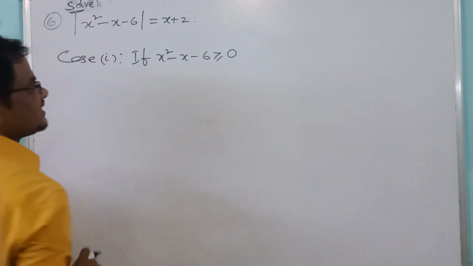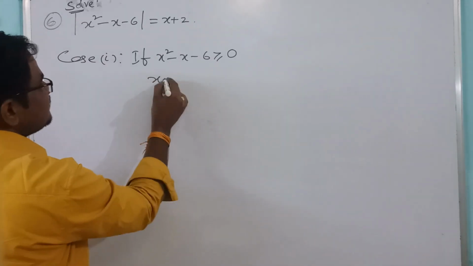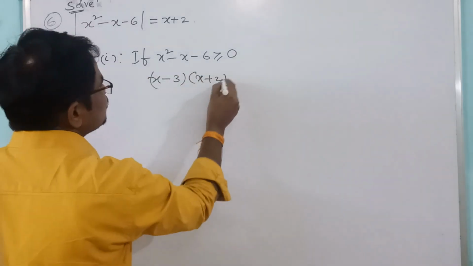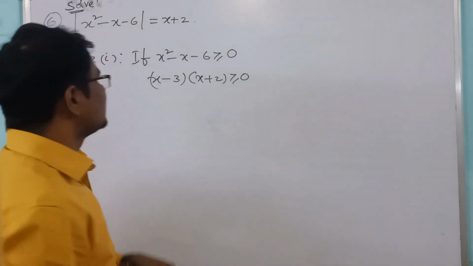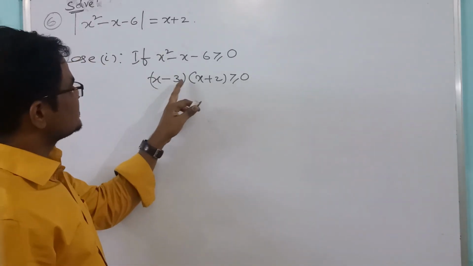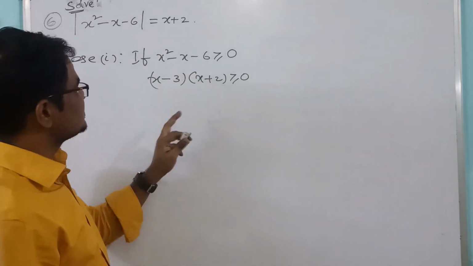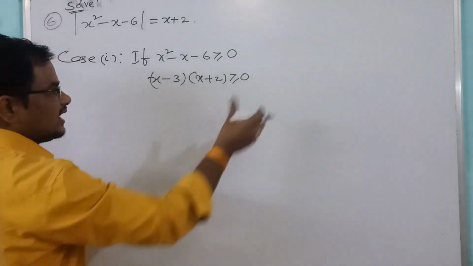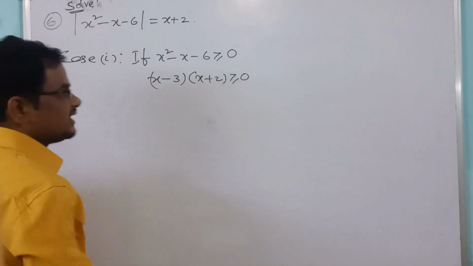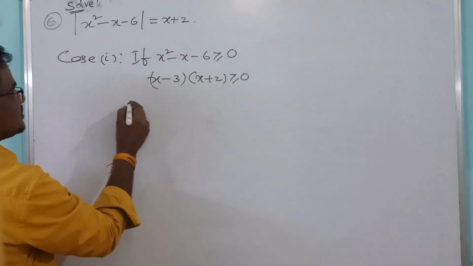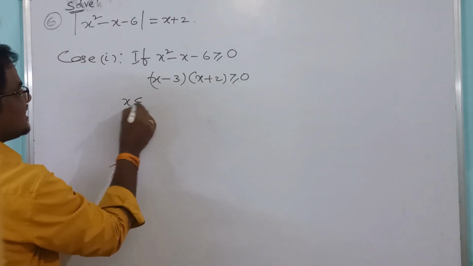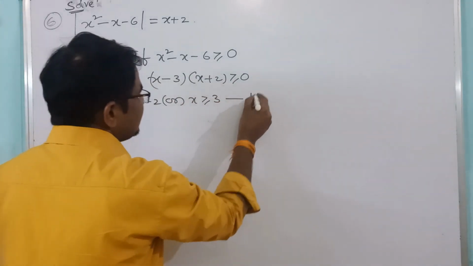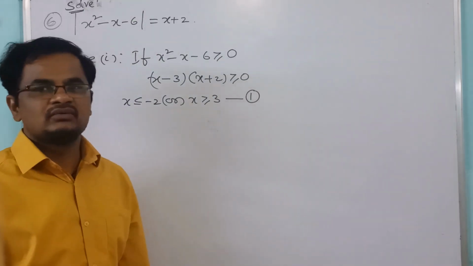Now take the factors for this one. x minus 3 and x plus 2 greater than or equal to 0. You can take x square minus 3x plus 2x minus 6. Now if you take this on number line, otherwise in the last class we took the condition for this one. So how to get this one? x is less than or equal to minus 2 and x is greater than or equal to 3. Take this as equation number 1, right?